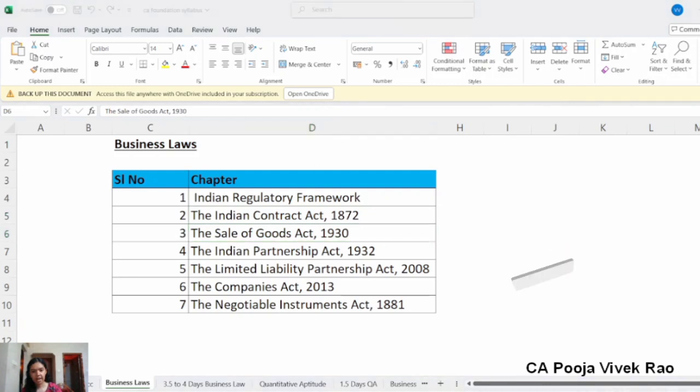Next, the Sale of Goods Act. There are 4 units in this. This is for 15% to 20% weightage. From this chapter also, both direct theory question and case scenario questions will be there.